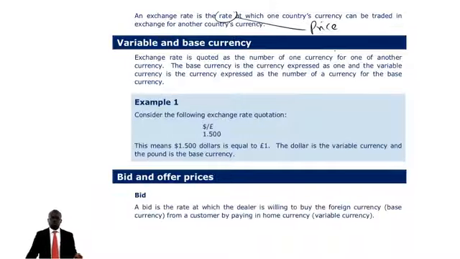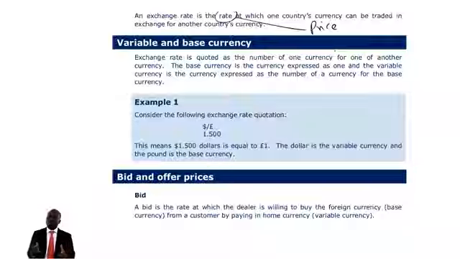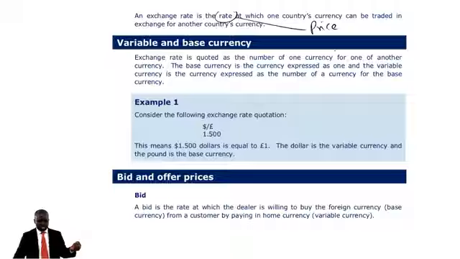When you go to the bank, the exchange rates are quoted as variable and base currency. What is the variable currency? They quote just one unit of one of the currencies, and the other currency will be more than one or less than one. So we have what is called the variable currency and the base currency. The base currency is what the dealer, which could be the bank, is basing his transactions on.